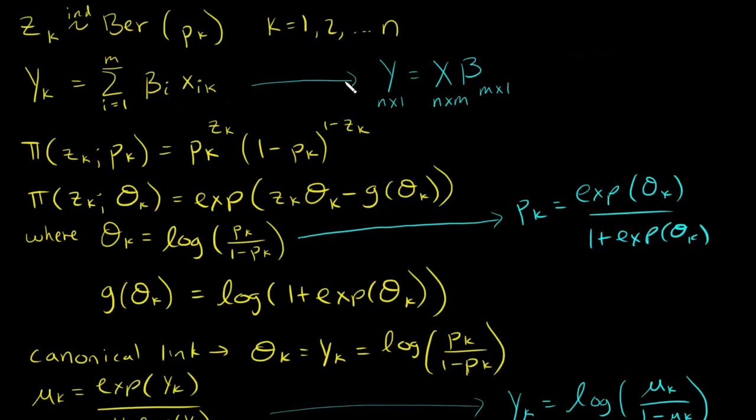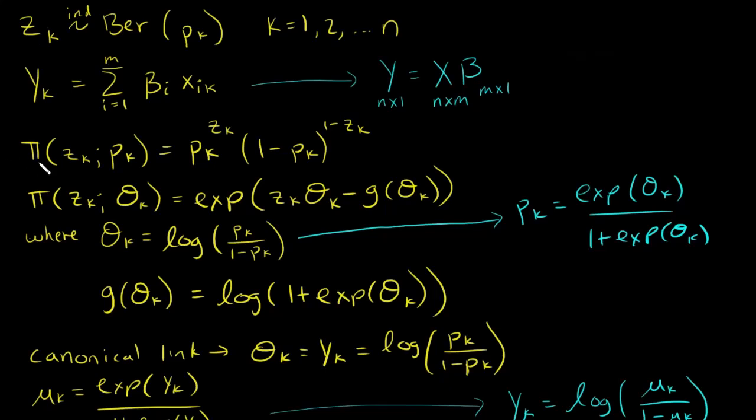I just want to point out you could write this in matrix notation, which I will do when I program in R. You just stack all your y's up on each other. You get an n by 1 vector, and then you put x as an n by m vector, and then beta as an m by 1 vector. And you can see that's how you do that matrix multiplication.